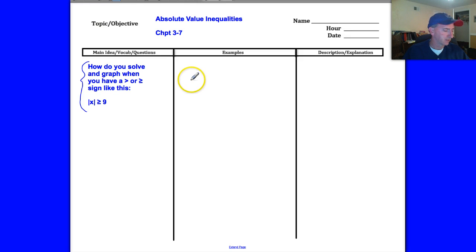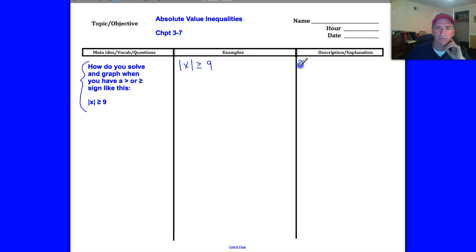So let's start with this really simple one. Let's just say we had the absolute value of some number x is greater than or equal to 9. Alright, so in the middle, let's recopy that on our note-taking template. Absolute value of x is greater than or equal to 9. Over here in the description again, we're just putting our thoughts and our ideas, and hopefully you'll refer back to these when you're trying to practice this on your own in class.